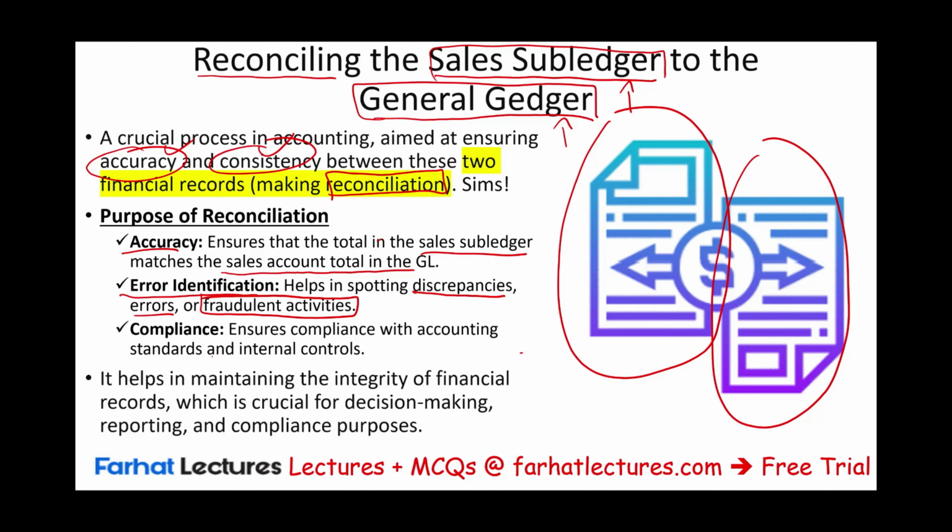Part of your internal control is to reconcile the sales ledger with the general ledger. All in all, it helps maintain the integrity of the financial records, which is crucial for decision-making, reporting, and compliance purposes. If you have the wrong numbers, well, you don't have financial integrity. The people are making decisions based on the wrong numbers. So let's start by understanding what is a sales ledger and what is the general ledger. Now we understand the overall big picture.